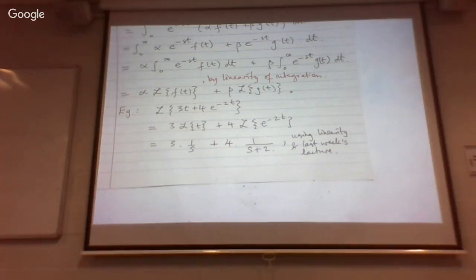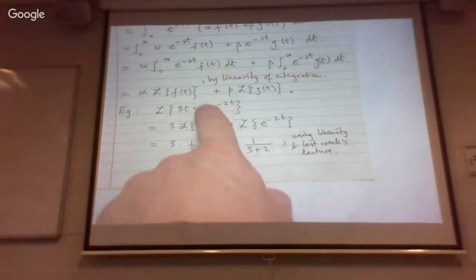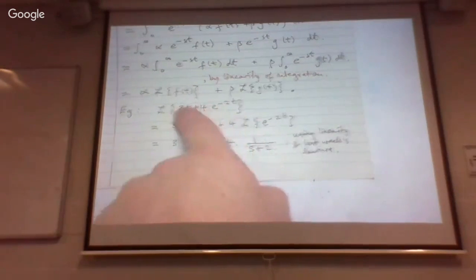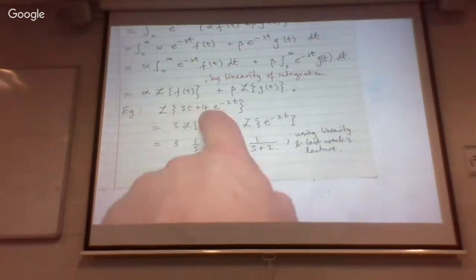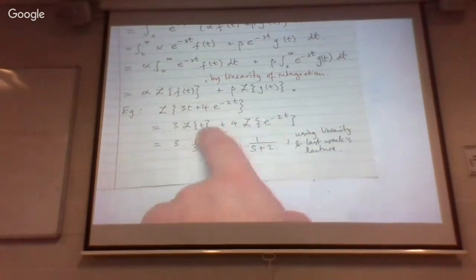Is that okay? Any queries about linearity? We should all be feeling happier now that we know that the Laplace transform is linear. It means things will be a lot simpler than they potentially might have been. Because non-linear things are harder to understand, harder to deal with, because you can't do things like this. The process isn't linear. You can't break up the Laplace transform of that into this combination of smaller Laplace transforms.